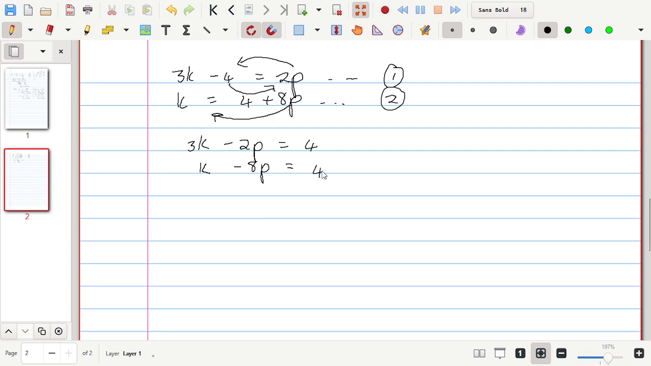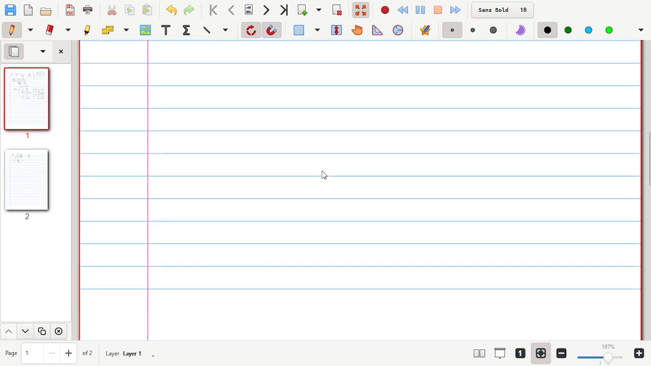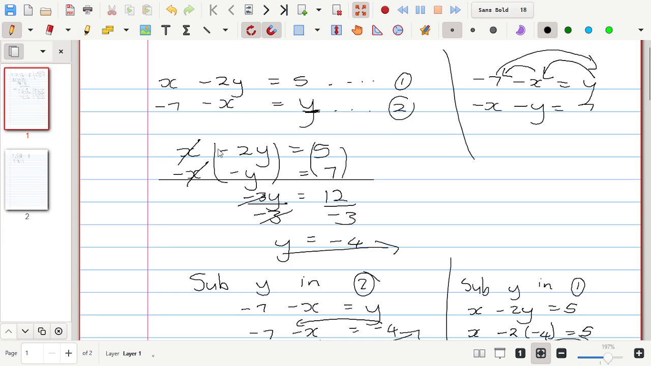Now, if you remember from the first example, already the x's had the same coefficient with different signs.